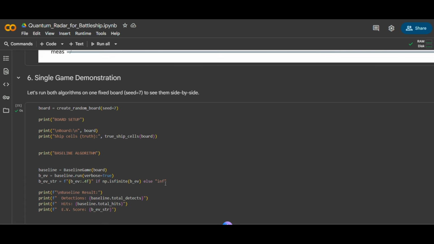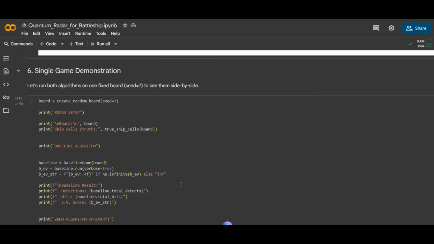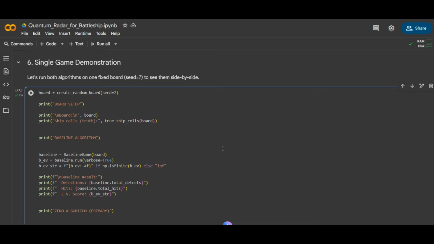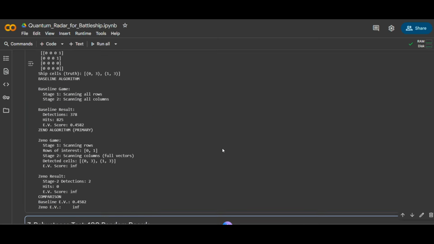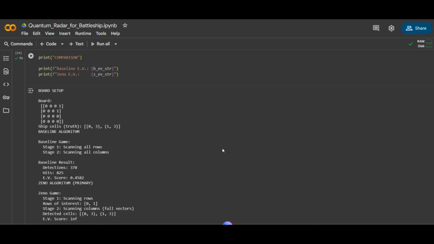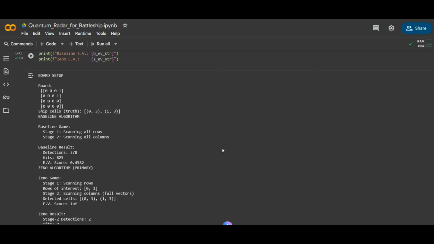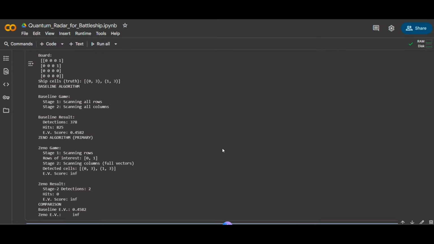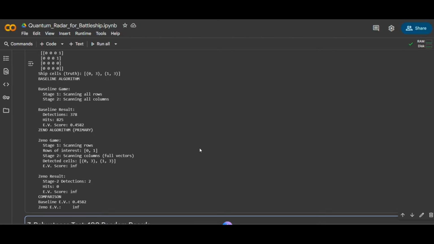Now for the exciting part, the results. First, I will run the single game demonstration. I will just run this cell. Look at this. The true ship is at 0,3 and 1,3. These two squares. Our baseline algorithm got an EV score of 0.45 because it had 825 hits. But our Zeno algorithm correctly found the cells 0,3 and 1,3 with 0 hits, giving it a perfect EV score of infinity.